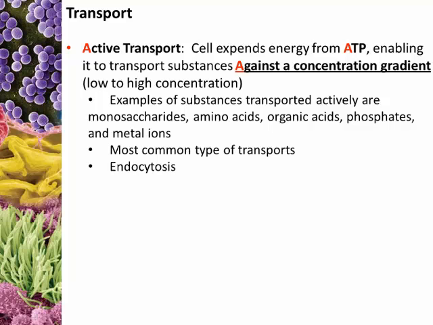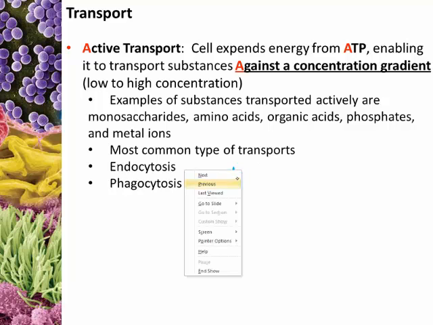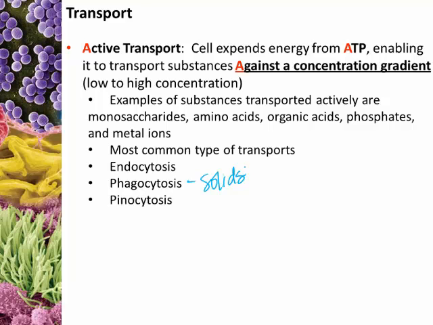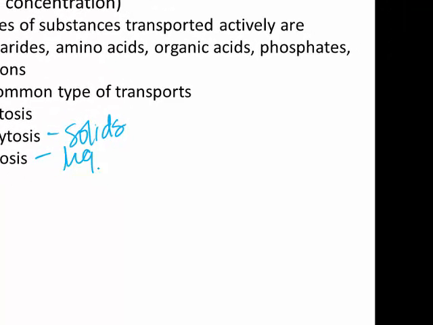Other types of active transport we see: endocytosis. Yes, this is a type of active transport where cells actually engulf things external to them. Phagocytosis, where we move in solids. This is endocytosis of solids. Or pinocytosis, which is basically an endocytosis of liquids, moving things in like oils.